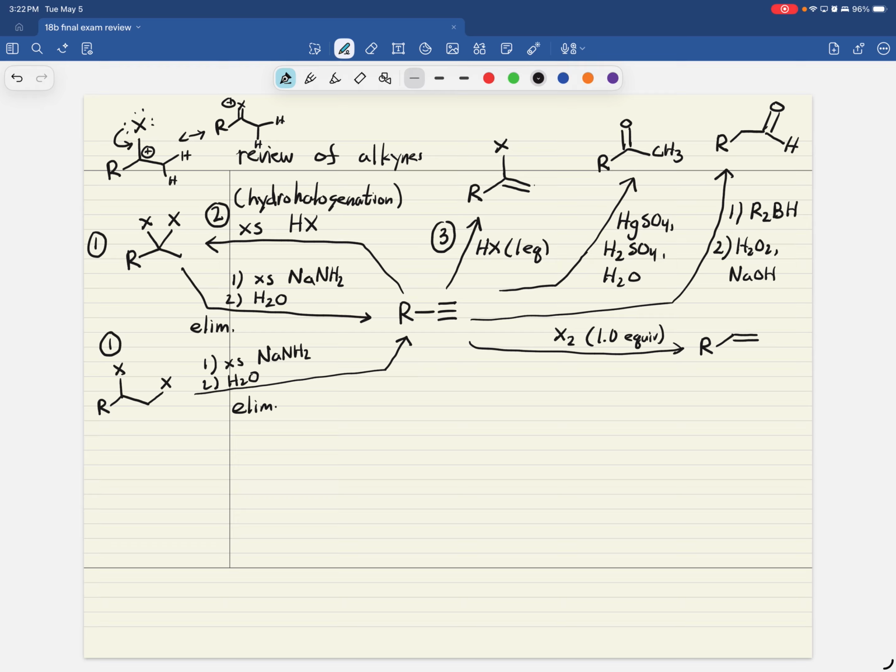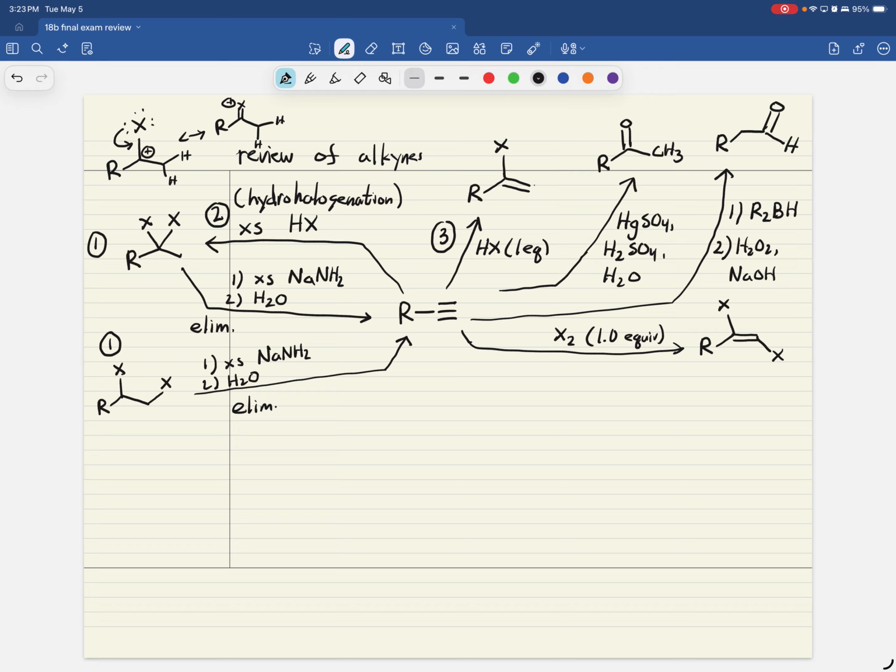So you're going to actually get X adding in a trans fashion, so anti-addition. So you get the vicinal 1,2-dihaloalkene. Okay, so we can stop there. And sometimes, depending on what you want, you can actually make polymers or something like that using these type of reagents. So that's one benefit. But I think there's more economical ways to make polymers. But we could still get a variety of compounds.